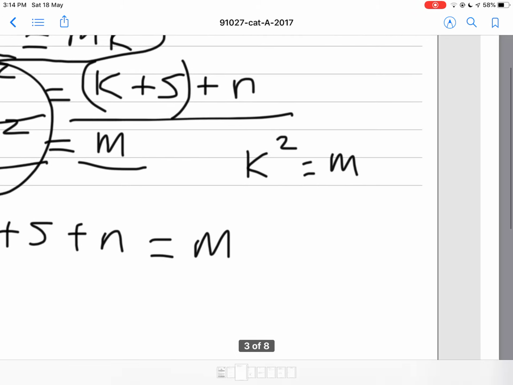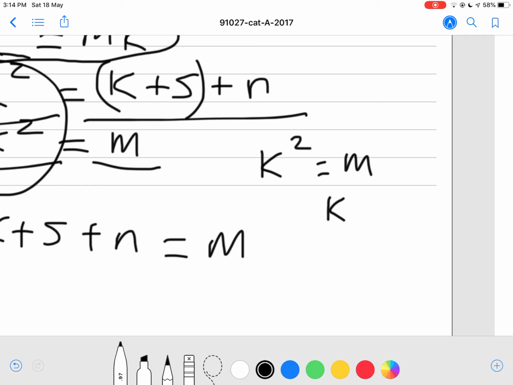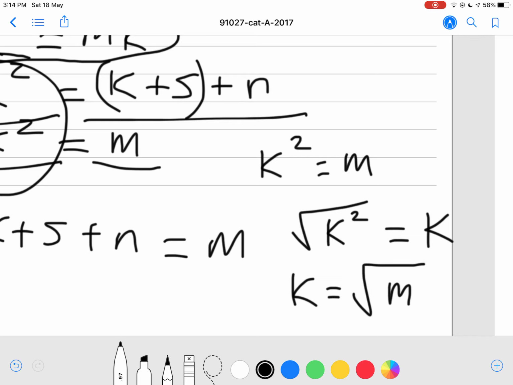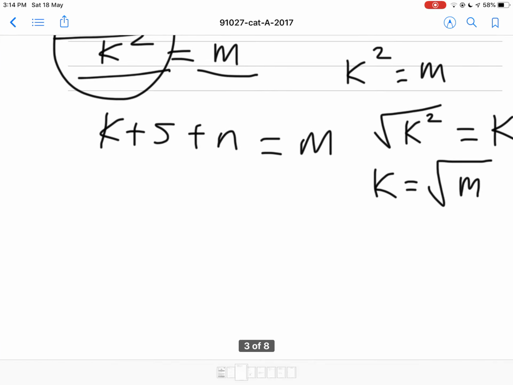If I say the square root of k to the power of 2, that equals k, right? So k times k is k to the power of 2. Therefore we can say that k is equal to, so if you square root one side, you have to square root the other side. So k equals the square root of m.